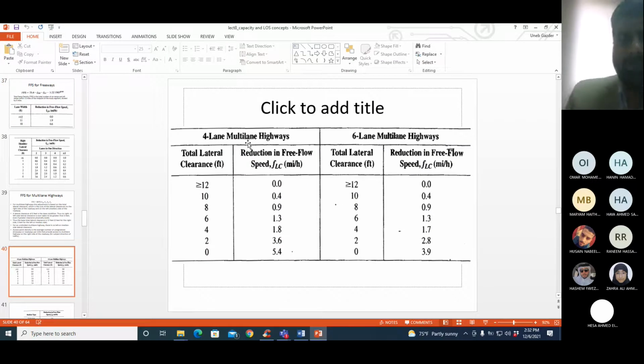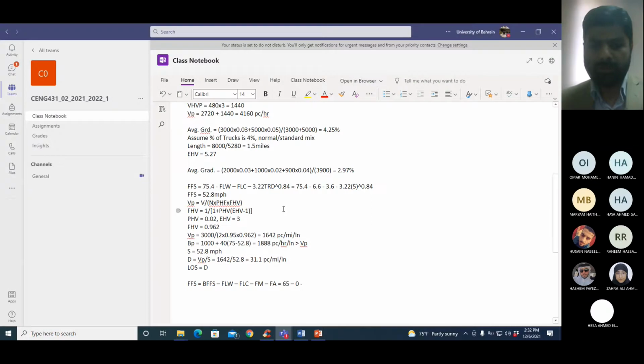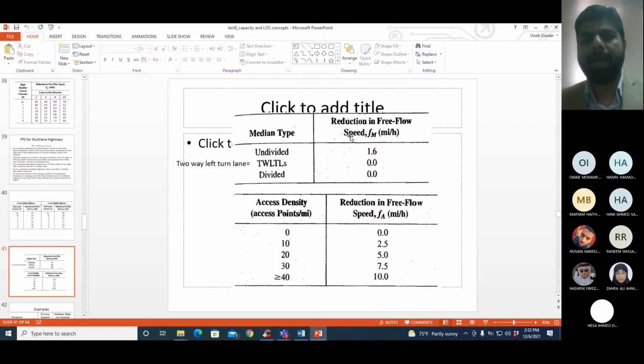I have a 4-lane highway, so these two columns. And I have 4 feet lateral clearance on each side. So 4 plus 4, total is 8. So 8 here. And then the factor will be 0.9. Then factor for median type. I have a full median. Full median means it's a divided highway. The factor is 0.